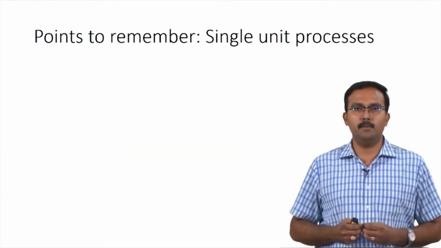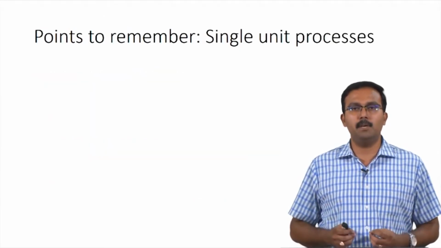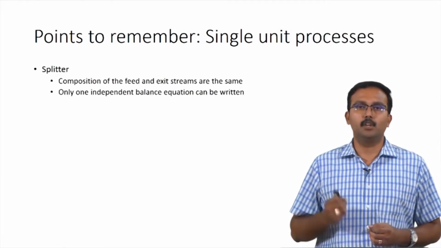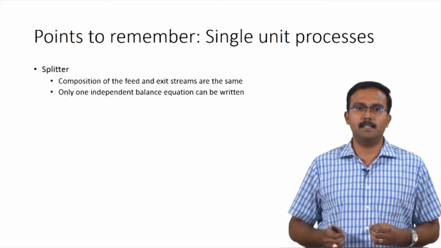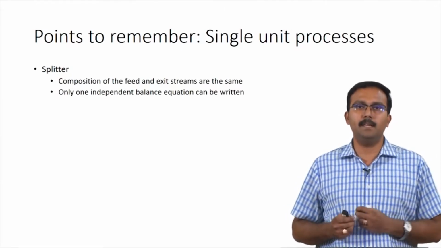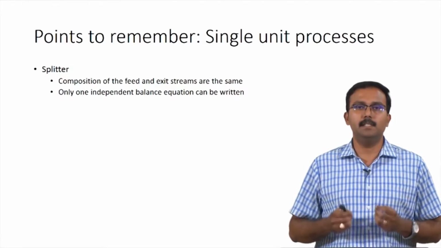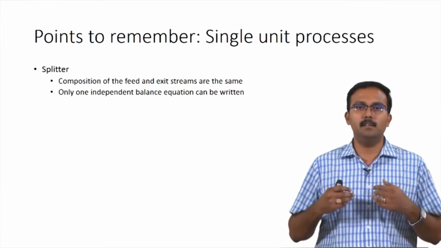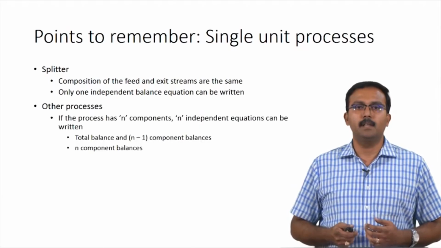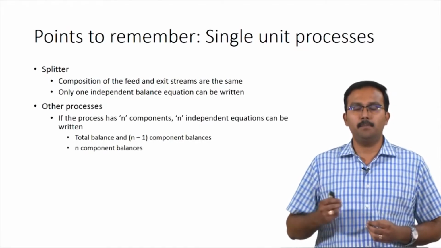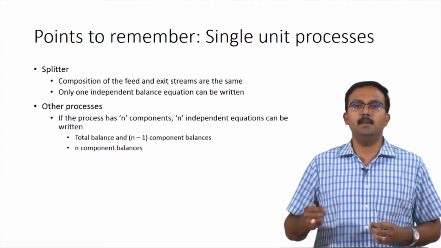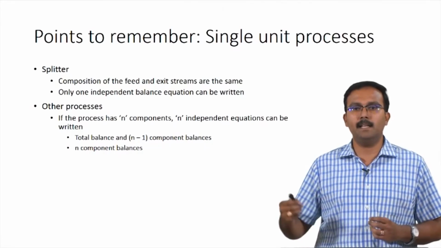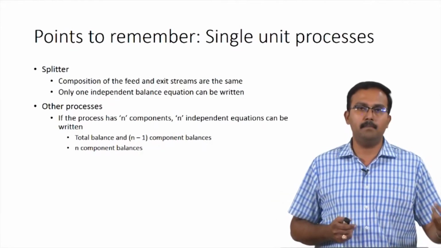When we talk about single unit processes, what are the points we need to remember about some of the common single unit processes? For a splitter, the composition of the feed and the exit streams are the same, which means only one independent balance equation can be written, which is either the total mass balance or one of the component balances, which would eventually be simplified to the total mass balance. For other processes, if the process has n components, then n independent equations can be written. This could be one total mass balance and n minus 1 component balances or n component balances themselves.